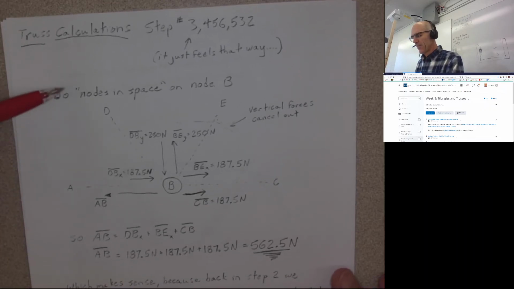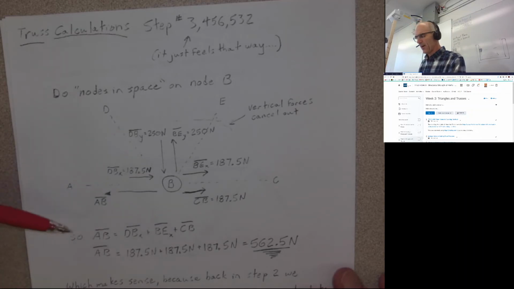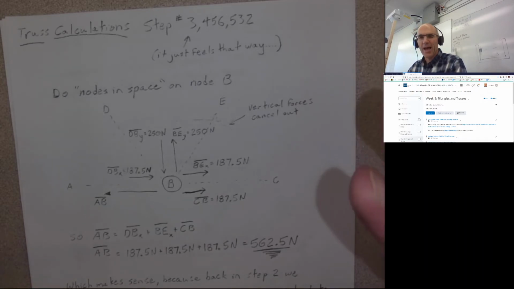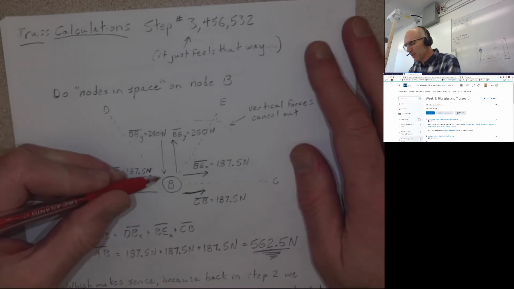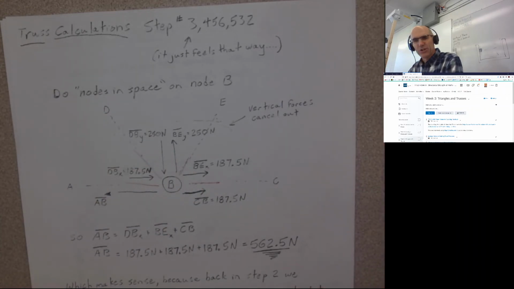Okay, so you do your nodes in space on node B right at the middle. Now, node B is one of the more interesting ones for doing your final nodes in space calculation because this is the last one that you have to do, and it has the most members attached to it. You've got 4 members coming in right here, which should make it the most complex. But because you've gone through and done all your calculations, it actually makes it one of the most simple because we know a lot of these numbers.